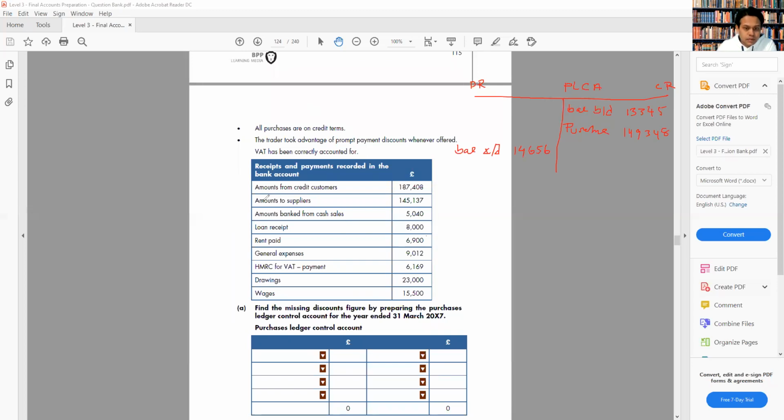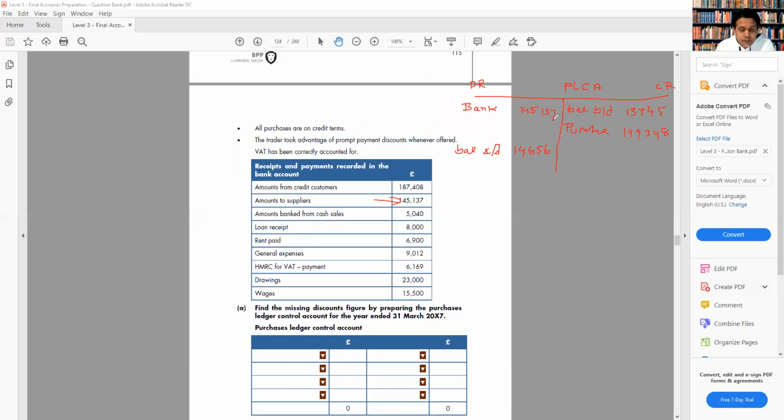So we can see amount to supplier. So we paid this money to the supplier. So that is 145. So we said bank 145, 137.